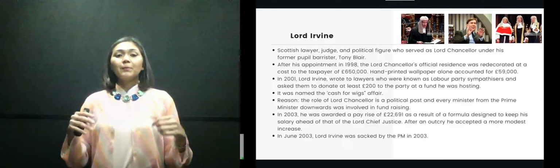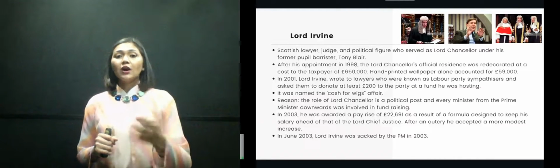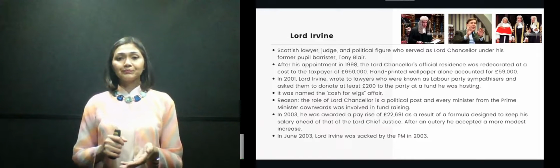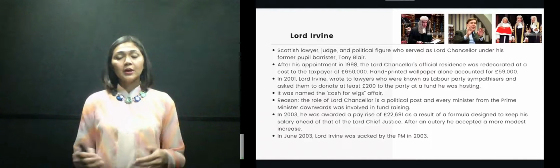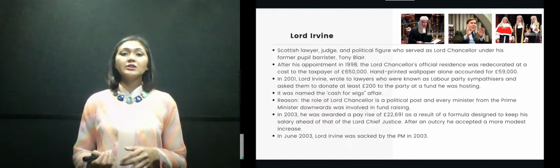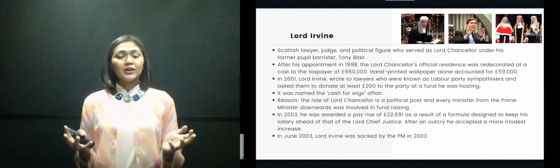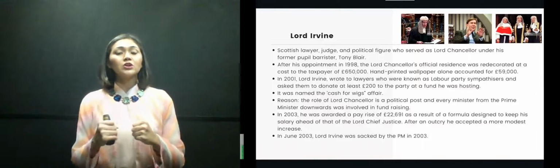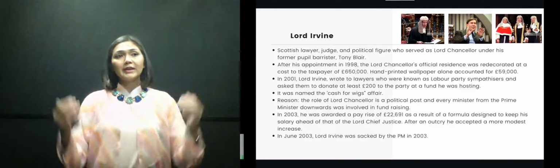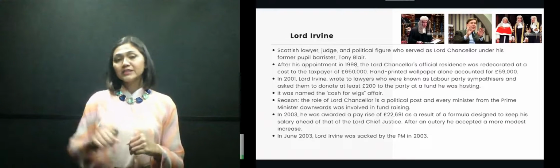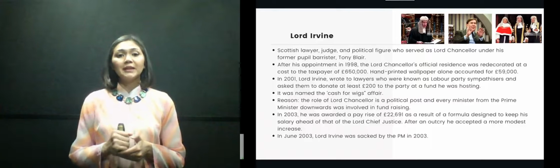So after Tony Blair's appointment in 1998, the Lord Chancellor's office and residence, basically Lord Irvine's new office and new residence, was redecorated at the cost of £650,000. So as you can see, when he holds his power as a Lord Chancellor, there's some sort of abuse of powers, because the moment that he steps into his official residence, he starts decorating it, but not using his own money, he's using taxpayers' money.